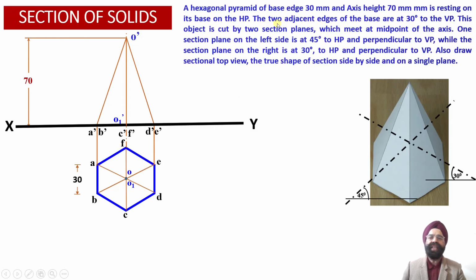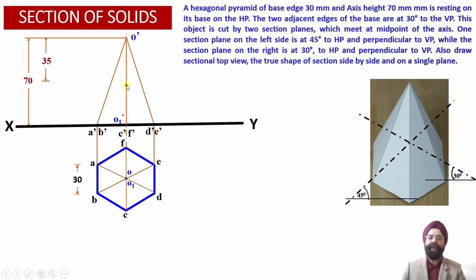the information that there are two adjacent section planes, or auxiliary inclined planes, which are going to pass through the midpoint of the axis. So let us mark the midpoint of the axis. We know that the height of the axis happens to be 70 millimeter, so we can measure this distance of the midpoint, 35 millimeter from the base or 35 millimeter from the apex point. Here we are going to mark this distance as 35 millimeter from the apex point.